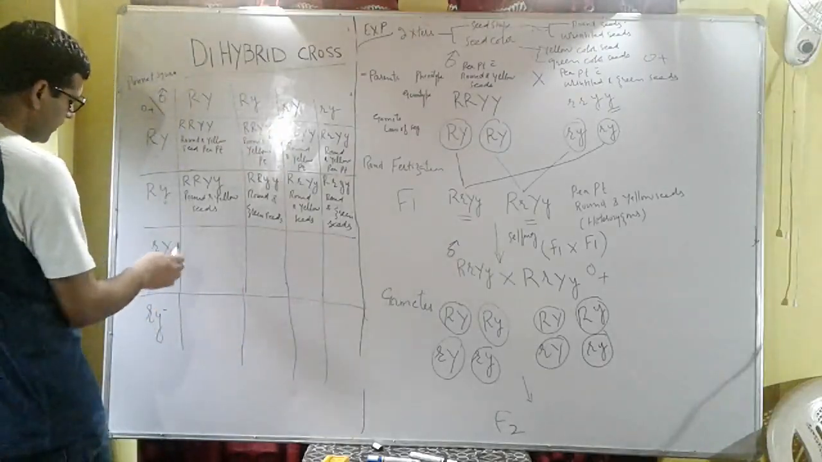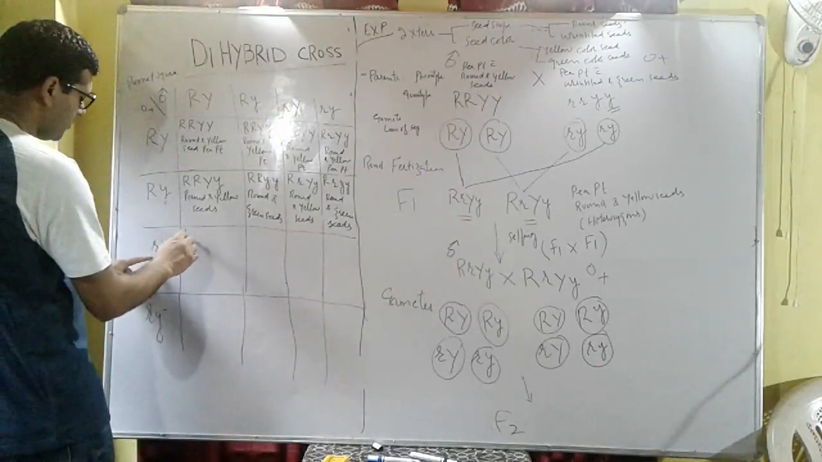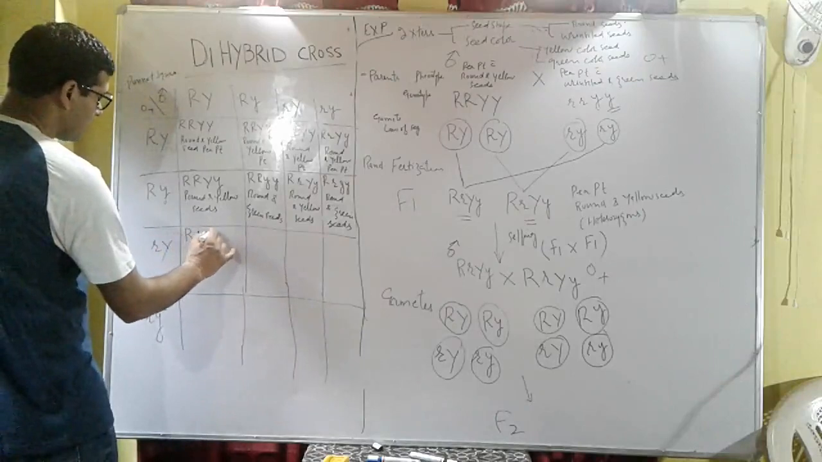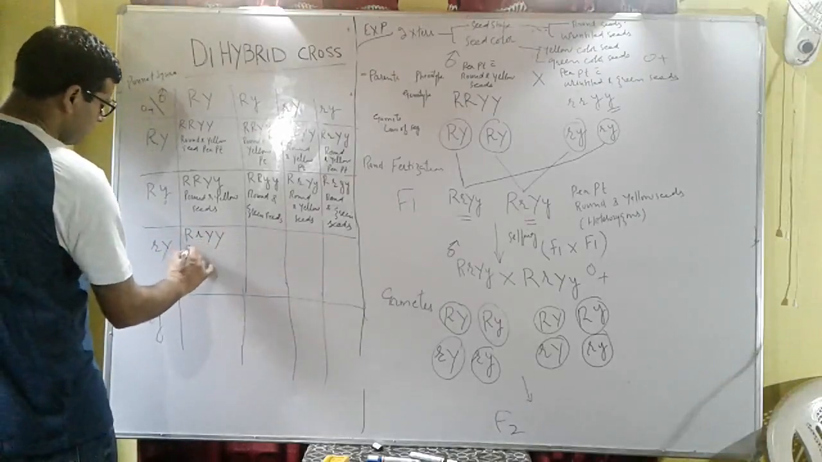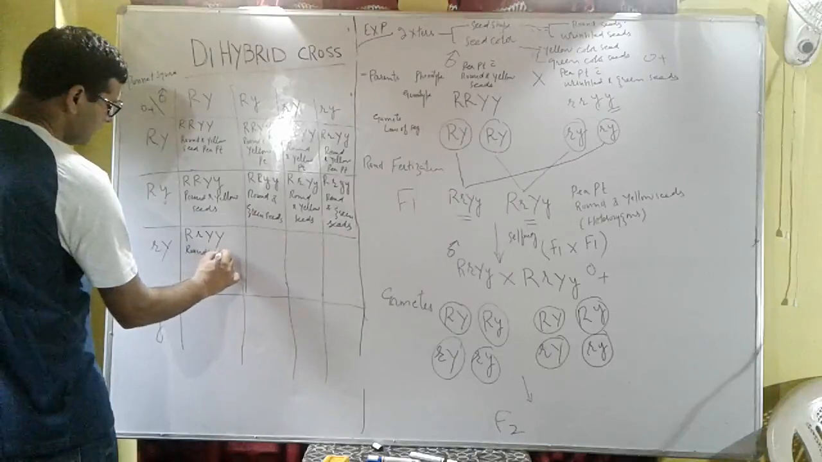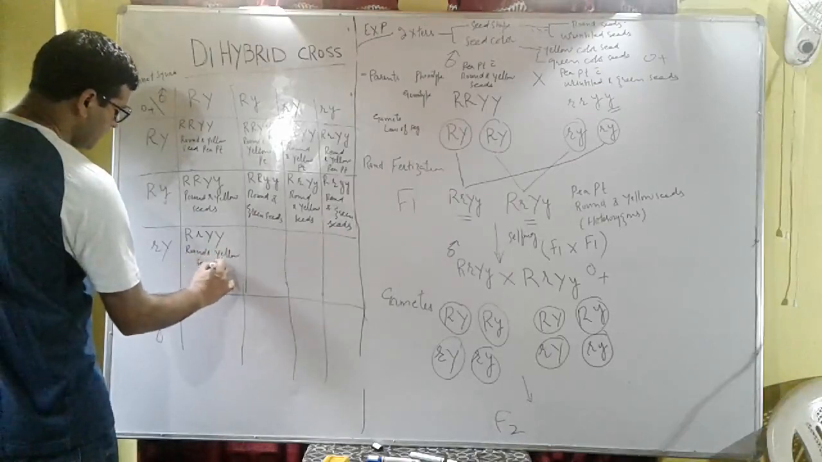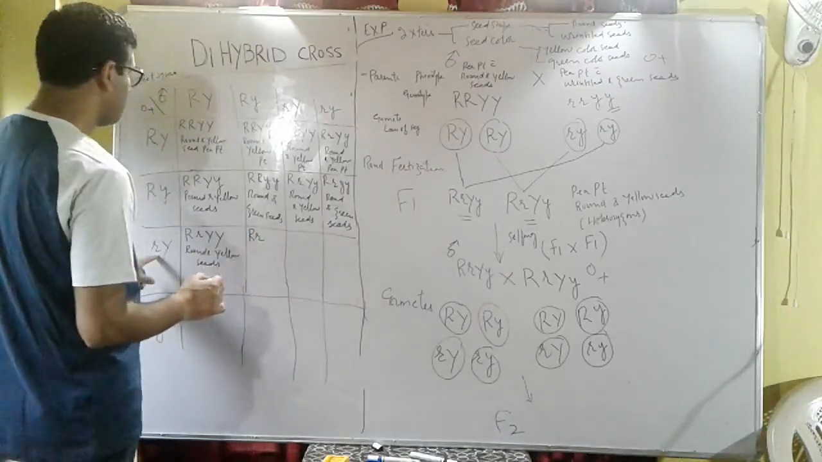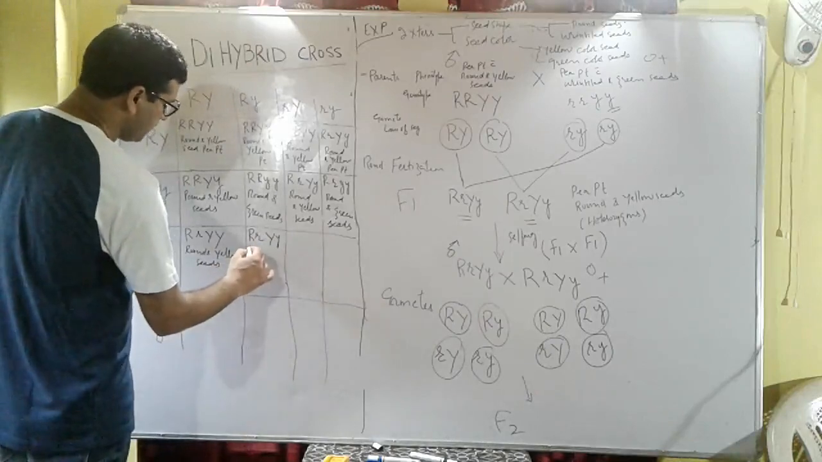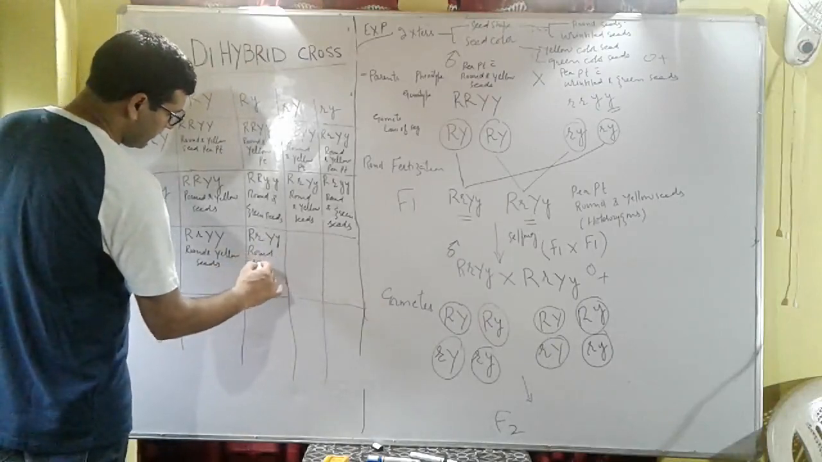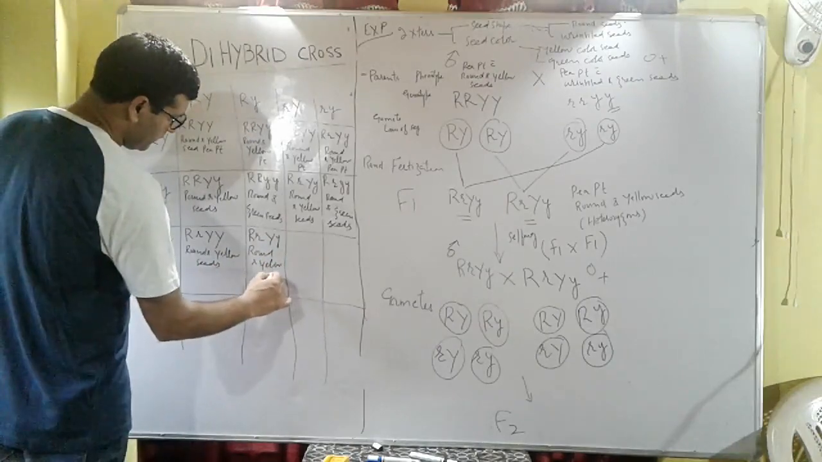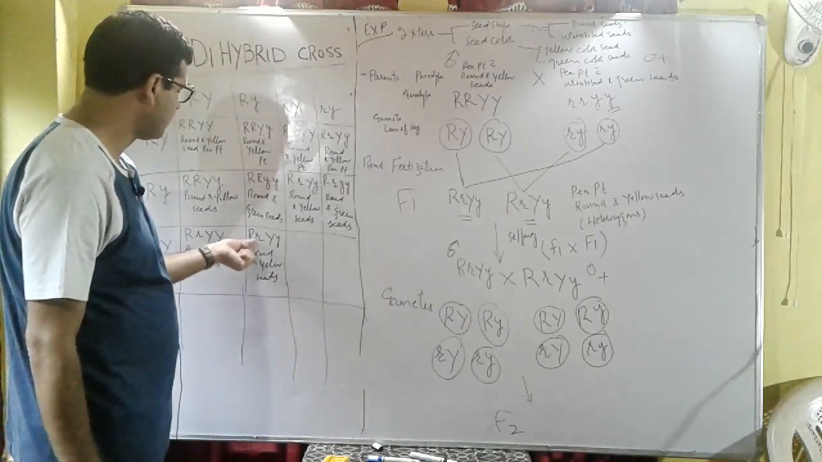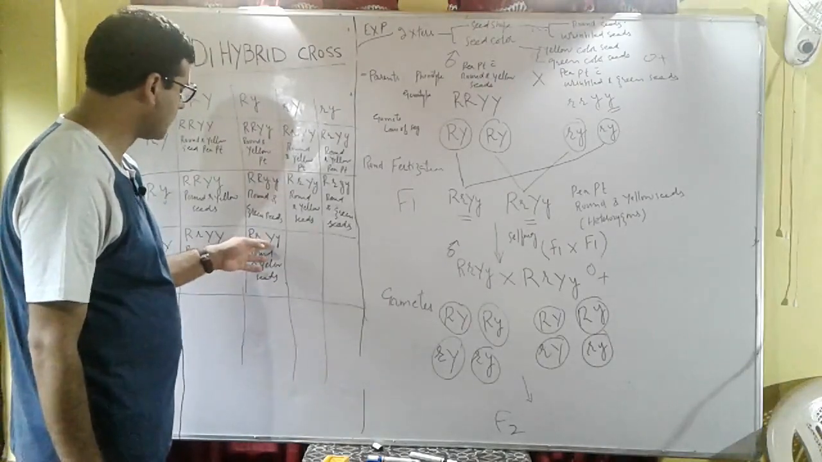Then we have here capital R, small r, capital Y. This is a pea plant with round and yellow seeds. So we have capital R, small r, then capital Y, small y. This is a pea plant with round and yellow seeds, because capital R designates the round character and capital Y designates the yellow character.